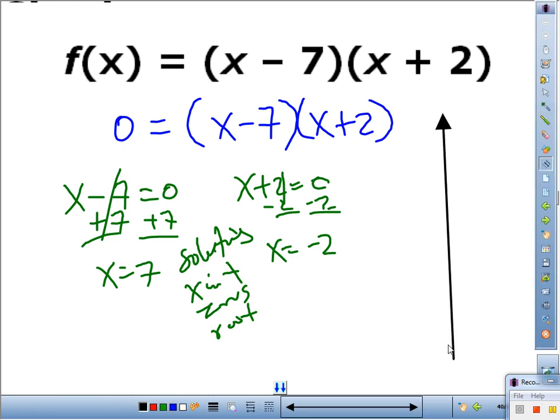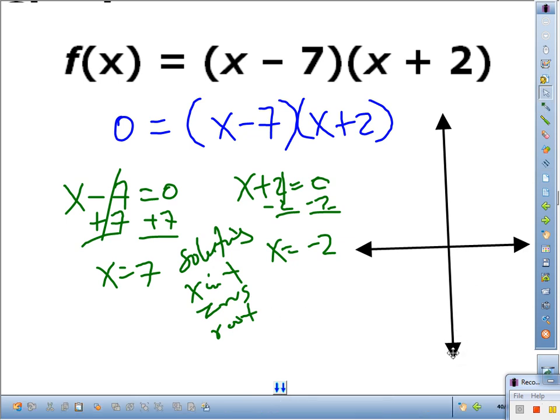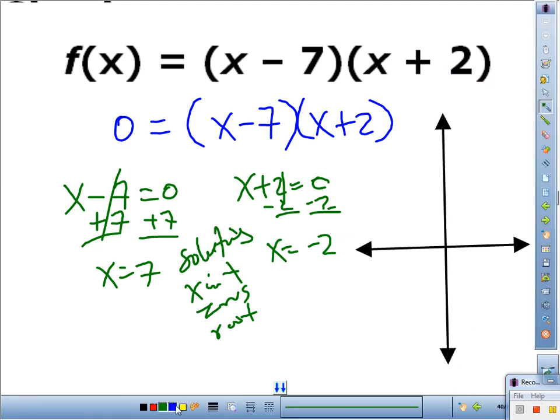Now check this out. This is where I wanted to get to. Don't say it out loud. Keep it to yourself. Is that crooked? A little bit, right? Okay, there it is. The other one, that's fine. All right. So this is 7. The other one is negative 2.